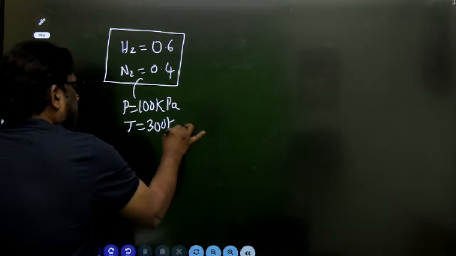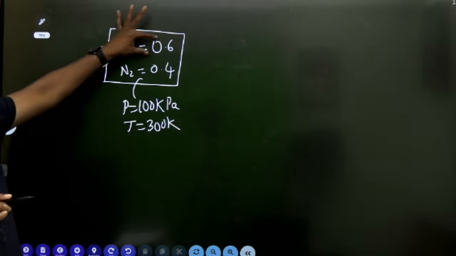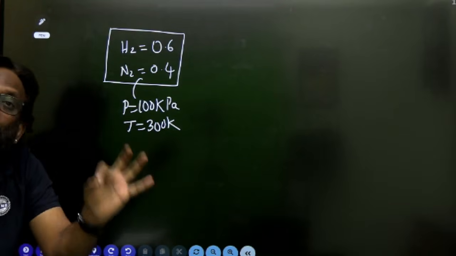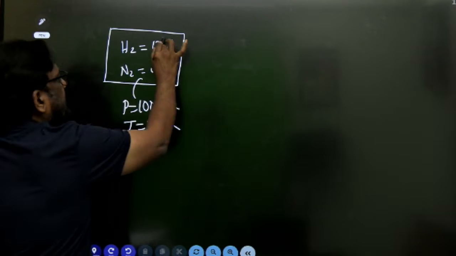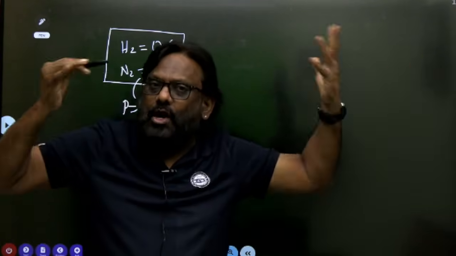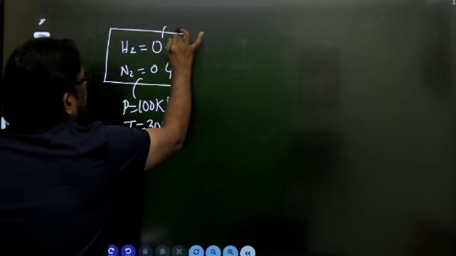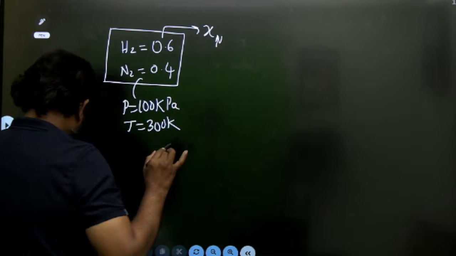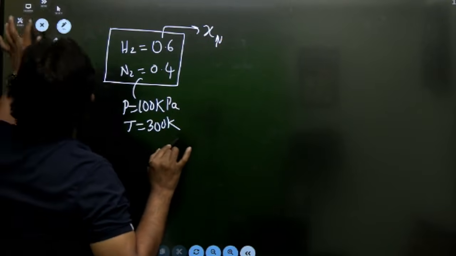My dear students, this is the volume fraction. For an ideal gas, volume fraction is also equal to mole fraction, because the volume occupied is proportional to number of moles as per Avogadro law. So therefore I can write this directly as X of hydrogen. I'm sorry, one second.